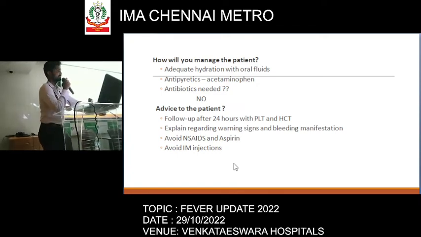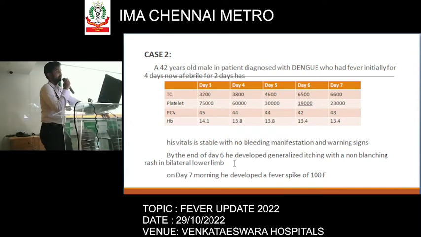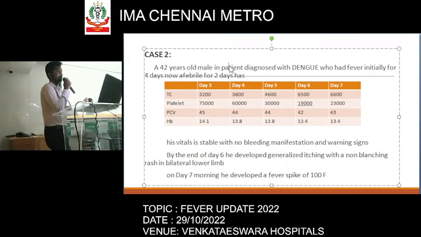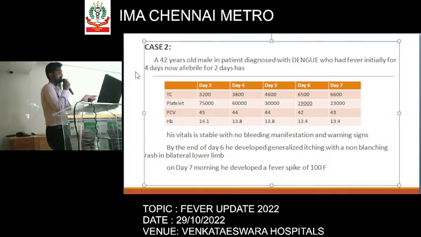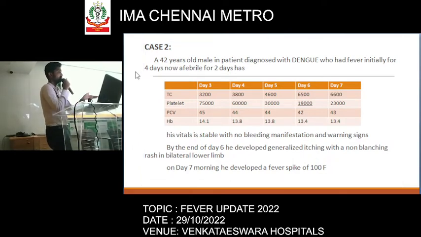Coming to the second case, a 42-year-old male gentleman has also been diagnosed with dengue. He had fever initially for 4 days, and now he has recovered for the past 2 days. So, his current status is the critical phase of the disease, 2 days into the recovery phase. His blood parameters on day 3, day 4, day 5, day 6 have been explained. There is a serial platelet drop of 75,000, 60,000, 30,000 and 19,000. Gradually, it started rising on day 7 to 23,000.